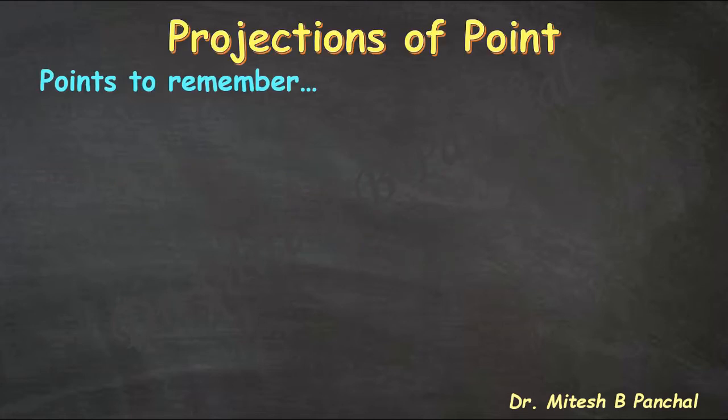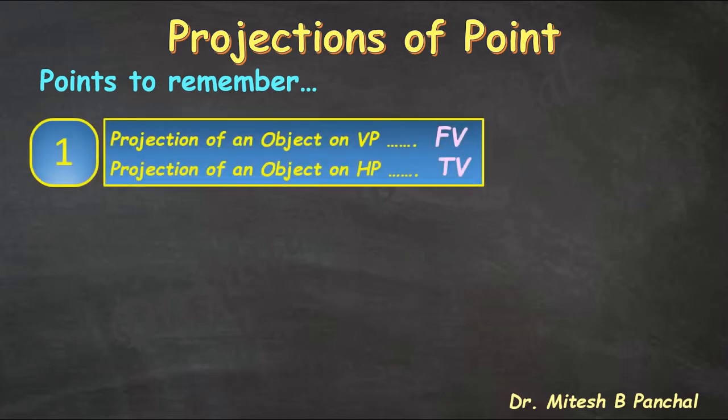Before we start the problems, as discussed in the previous session entitled Projections of Point, there are three main points which need to be remembered to obtain the projections of point. The first one is the projection of an object on VP is the front view. Projections of an object on HP is the top view. This we have to remember. The first point is related to the projections of an object.